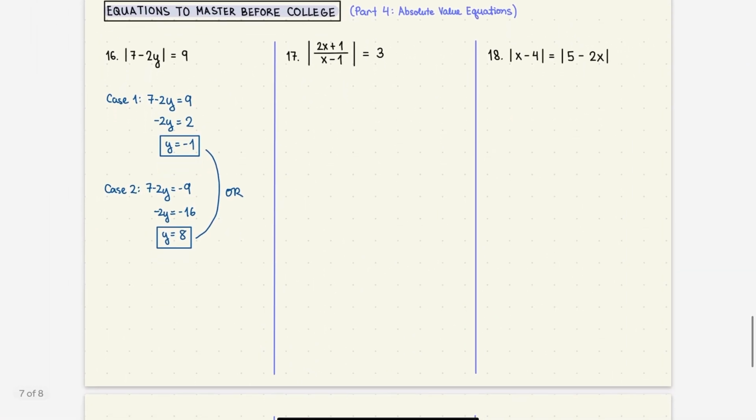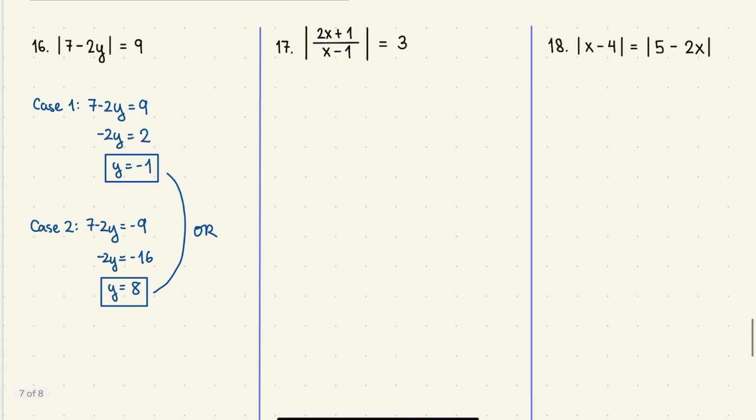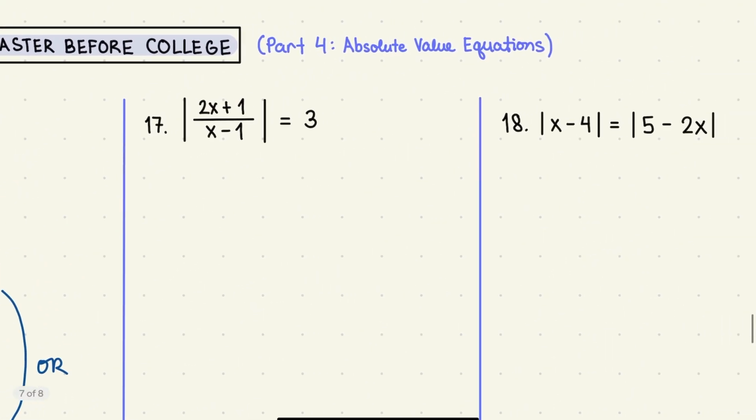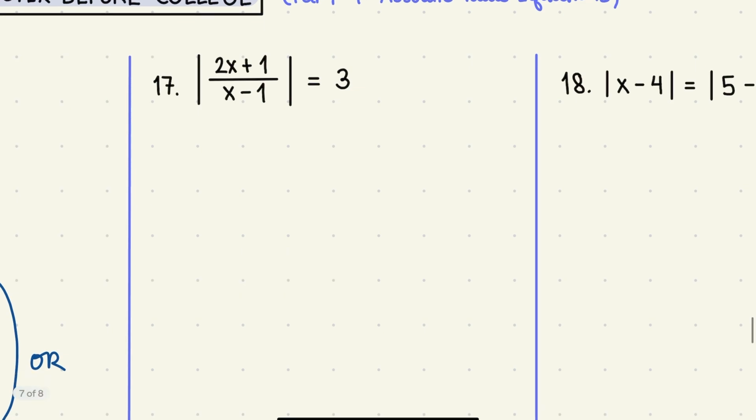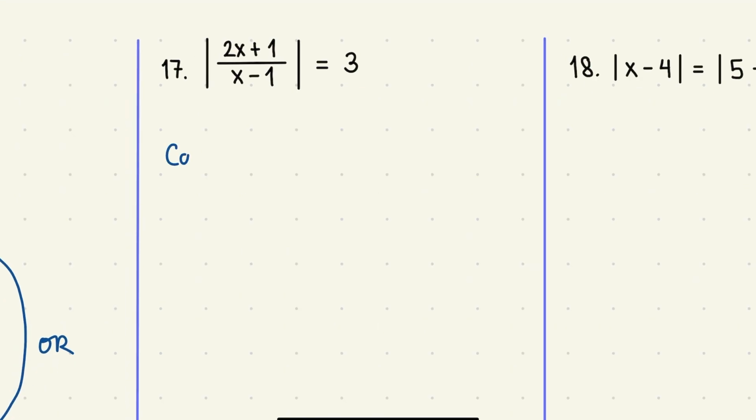There you go. And then for this next one, we have here the absolute value of 2x plus 1 over x minus 1 equal to 3. Apply the same game, so we have here case 1. We have here 2x plus 1 all over x minus 1 to be equal to 3.